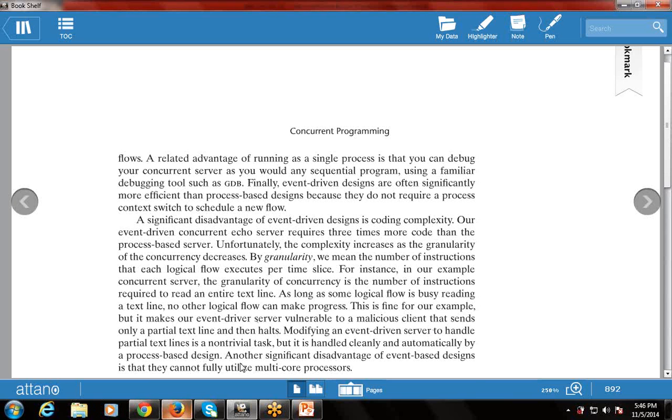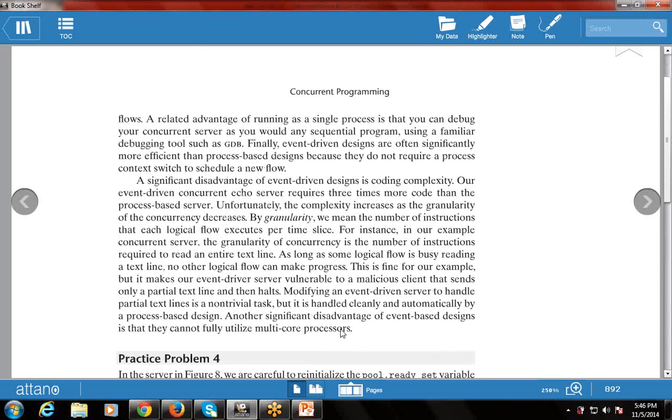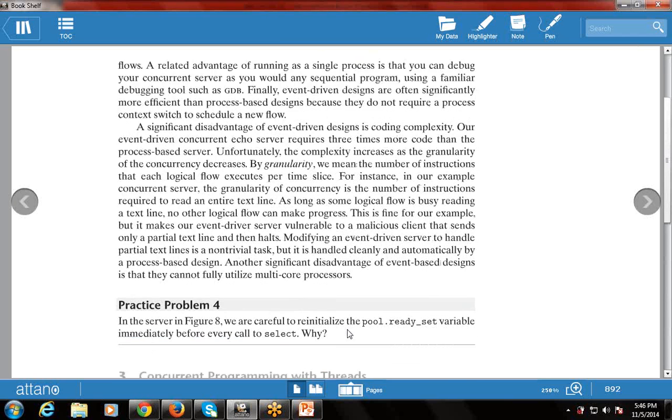Another disadvantage is that it cannot fully utilize a multi-core processor. So the advantage is easy sharing between logical flows. The disadvantages are code complexity and the underutilization of multi-core processors.